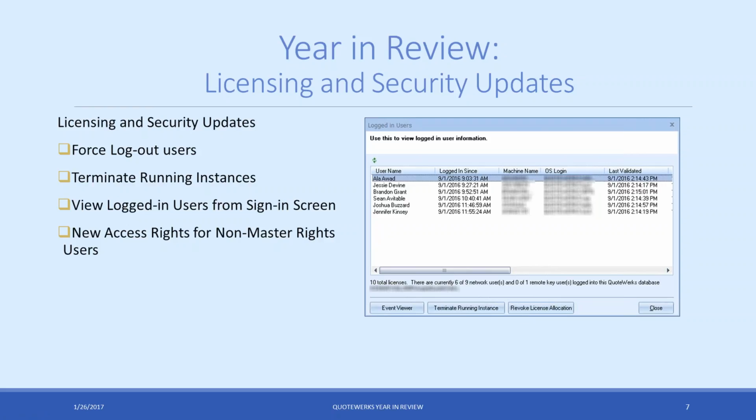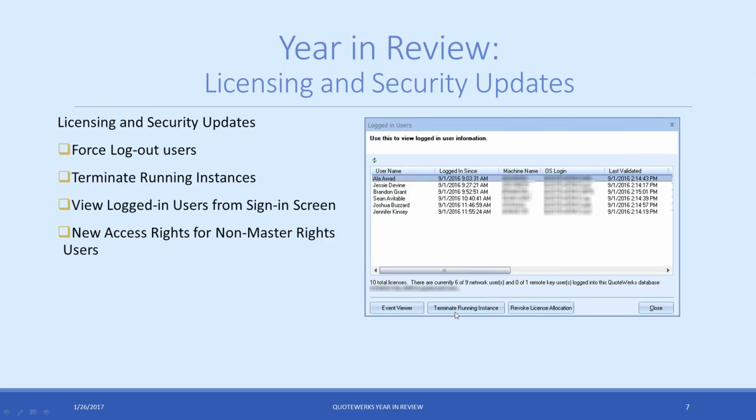Under the utilities menu in QuoteWerks, if you click on show logged in users, you'll actually see a list of logged in users. And then you'll have these two options to revoke the license or terminate the running instance. Revoke the license is the preferred method. This will free up a license from that selected user, and anyone else can now log in and utilize that license.